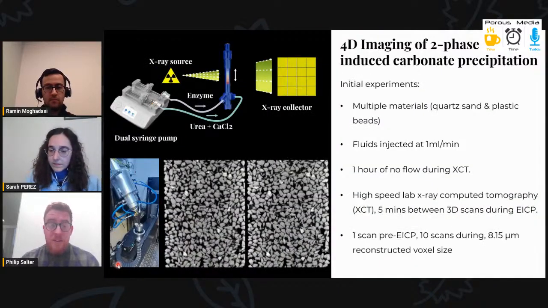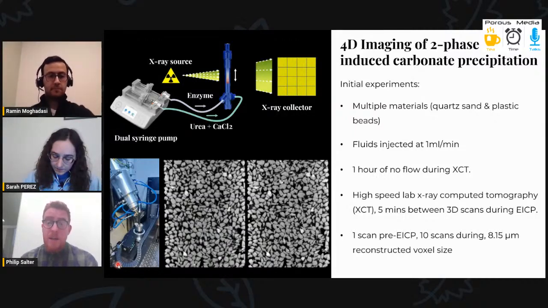So in our initial set of experiments, we extracted the urease enzyme from jack beans. The idea behind using the enzyme instead of the bacteria is that it is much smaller, typically around 9 nanometers, whereas the bacteria is around half a micron in diameter and several microns in length. So we injected this solution of enzyme while simultaneously injecting a solution of urea and calcium chloride, and allowed the two solutions to mix within porous media.